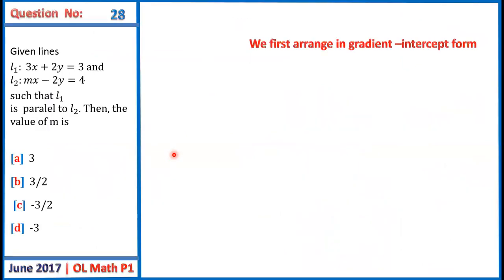We have these two past questions. These are multiple choice. We have 3x plus 2y equals 3 and mx minus 2y equals 4, such that the line L1 is parallel to L2. Then find the value of m.